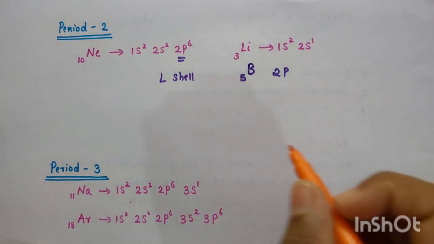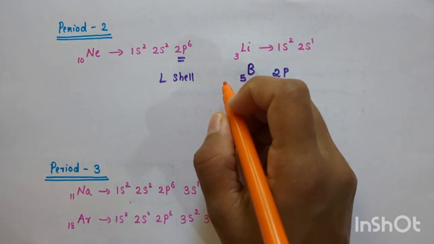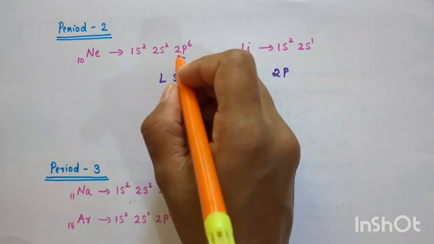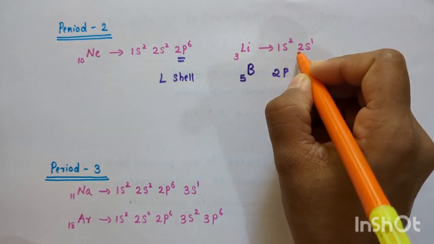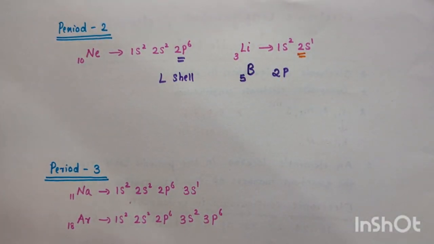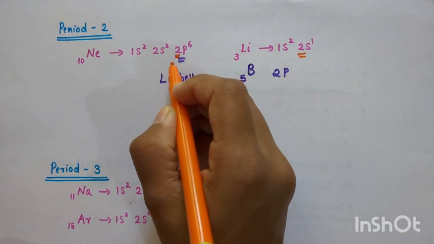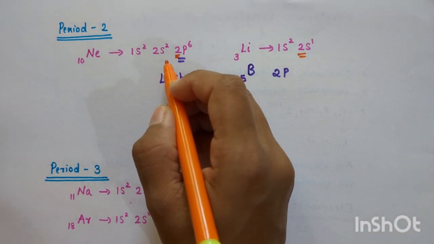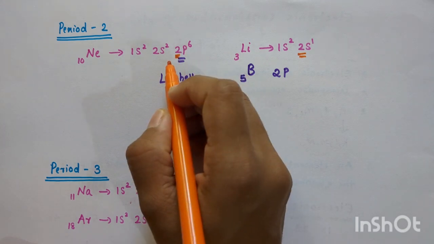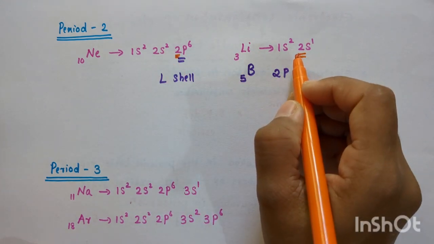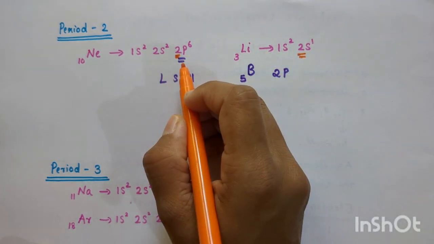Here you see, for these elements, the highest value of N is 2. For boron or any other element in this period, the highest value of N will be 2. So these elements are in the second period, because the highest value of N is 2.